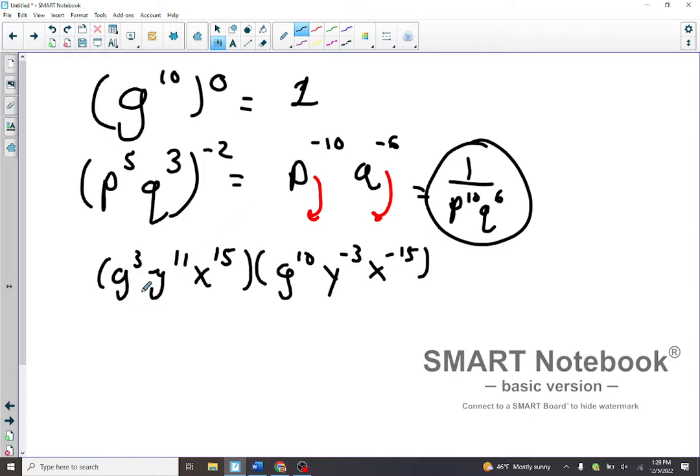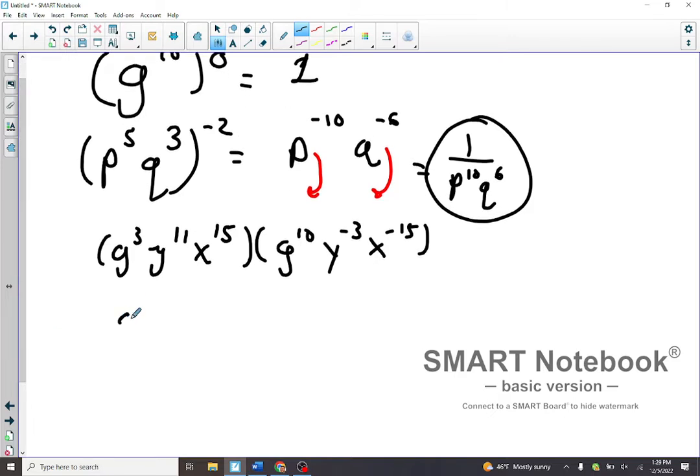So next one. This is multiplying. You're not distributing. People make the mistake of thinking you distribute g to g, g to y, g to the x. This is all one term because they're all multiplied to each other. So in this case, you're just adding exponents. So g^13, y to the 8. Now x^15 times x to the negative 15 is x to the 0. x to the 0 equals 1. 1 times anything is itself. So you could just leave it like that.